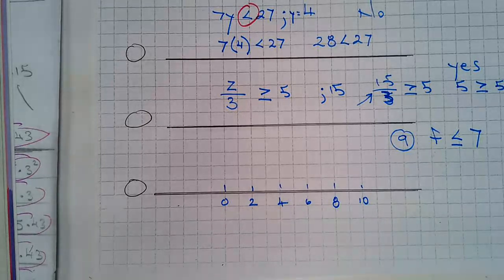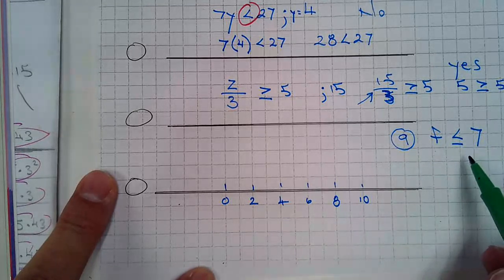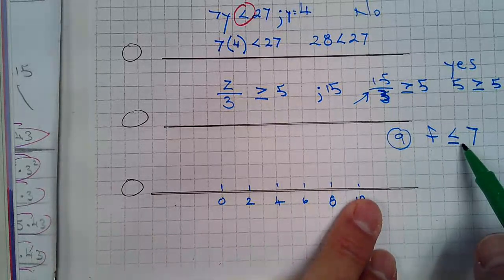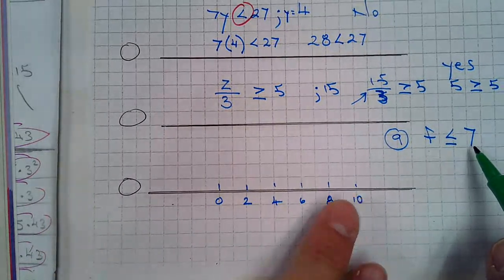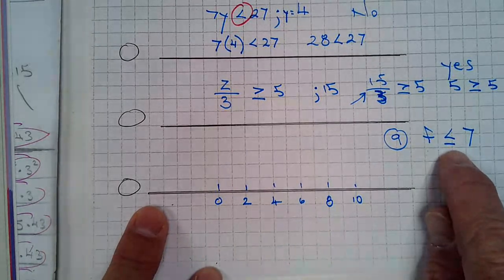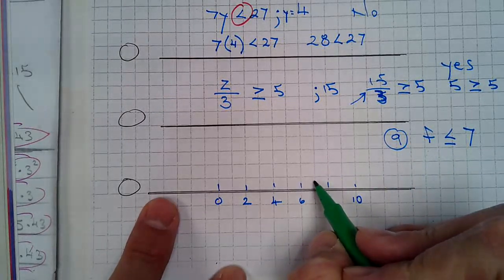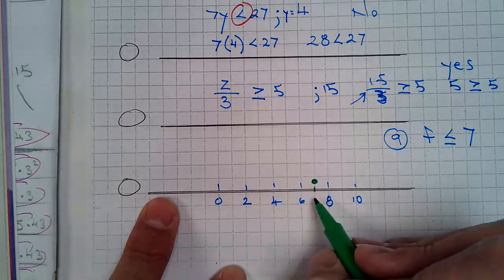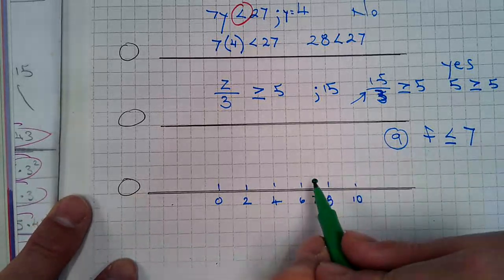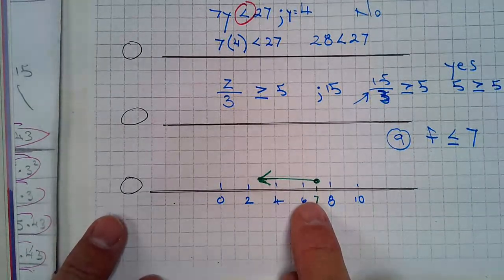All right. So f is less than or equal to 7. So does that include 7? Sure does. 7 could be part of the solution. It says less than or equal to. That's what that line underneath the inequality means. So it does include 7. So that means it's a solid dot. I'm going to put a solid dot right over where 7 would be. Which way is the arrow pointing? It's pointing that direction. I'm just going to draw my arrow that direction. So there it is, graphed.